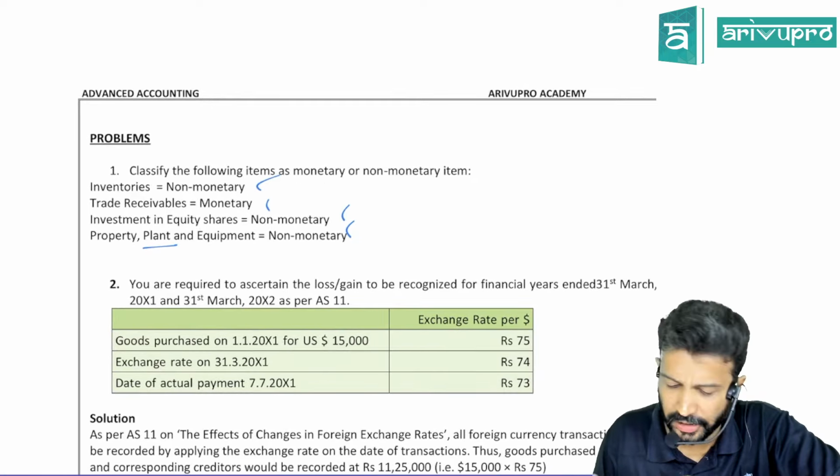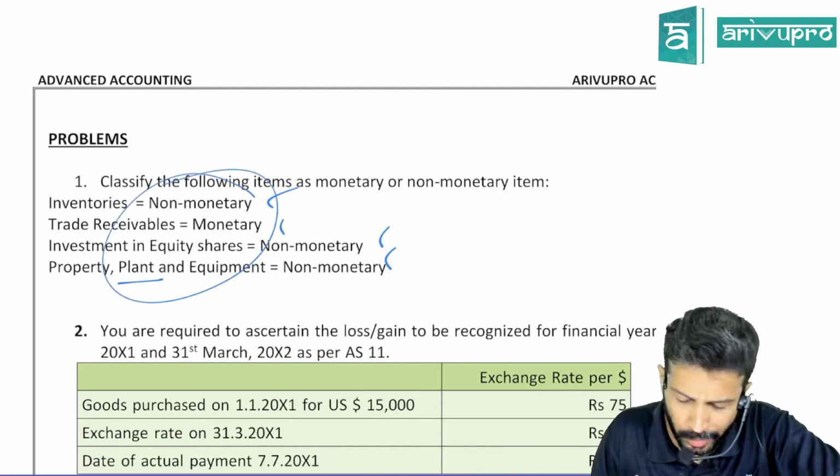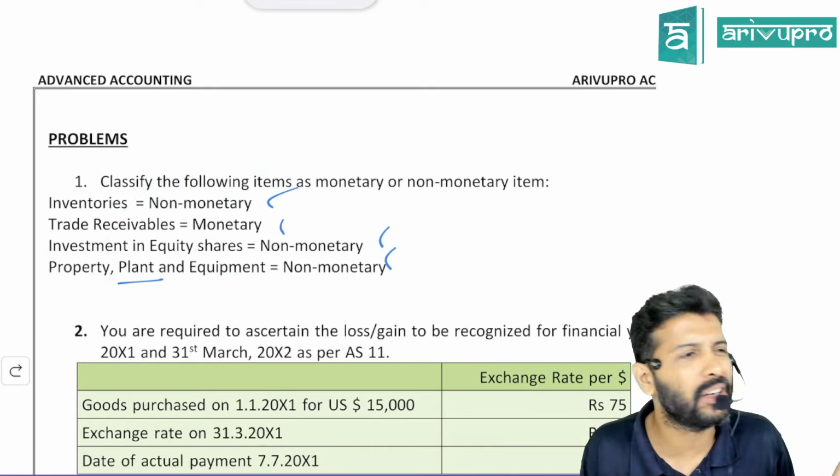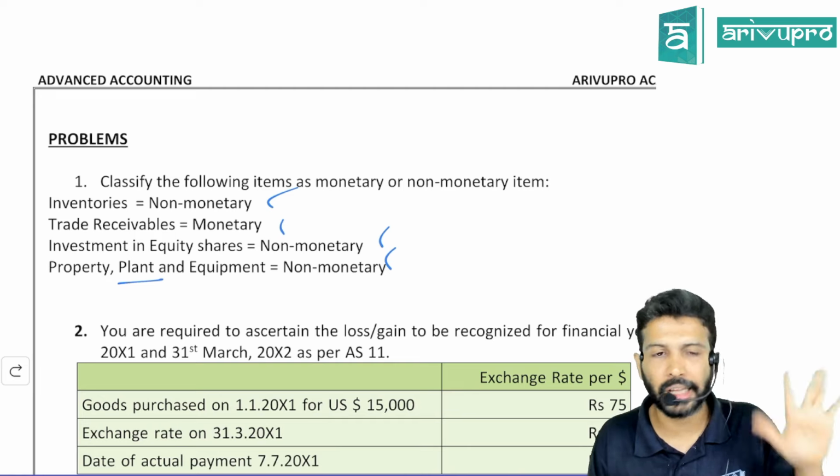Not necessary. If it comes for only, let's say, 2 marks, that means each answer carries half a mark. So you don't have to waste time in explanation. Just write the answer. It's good.